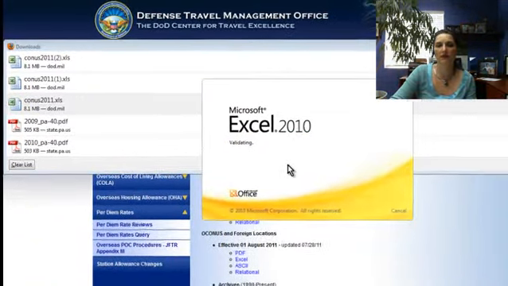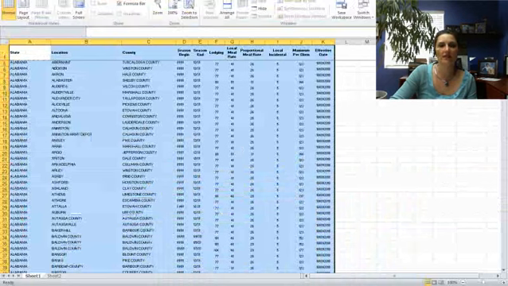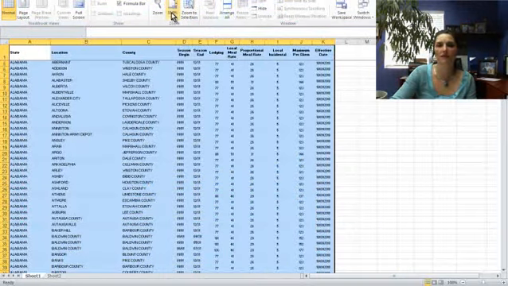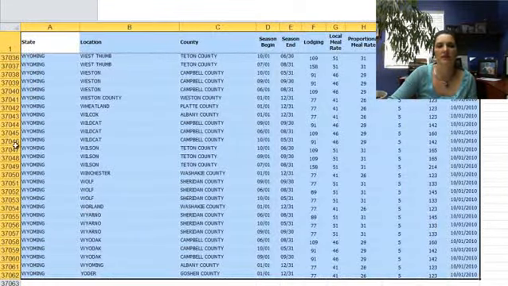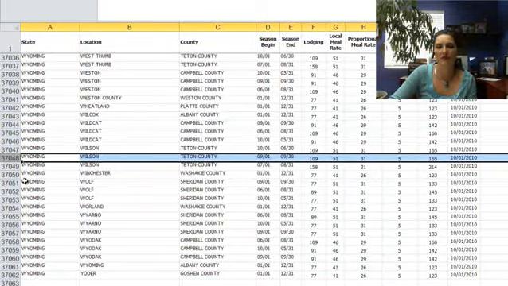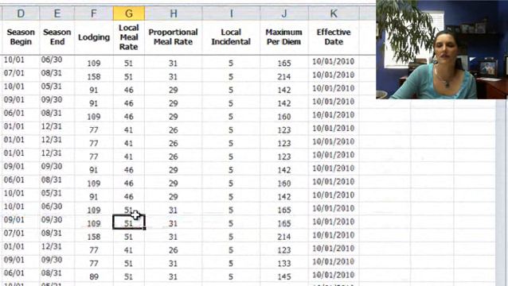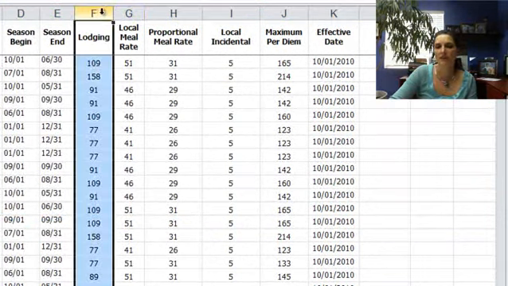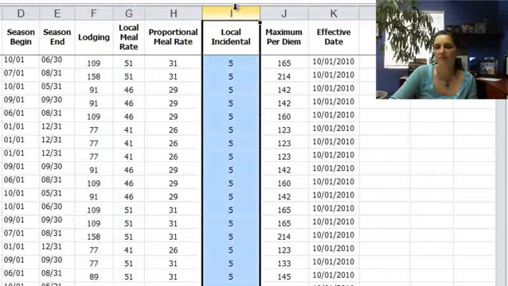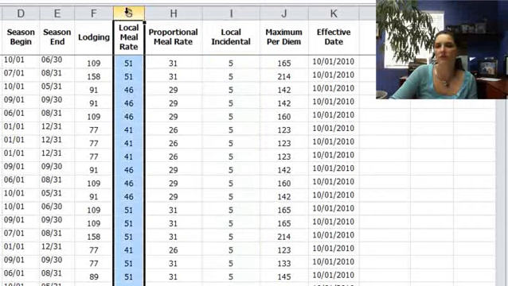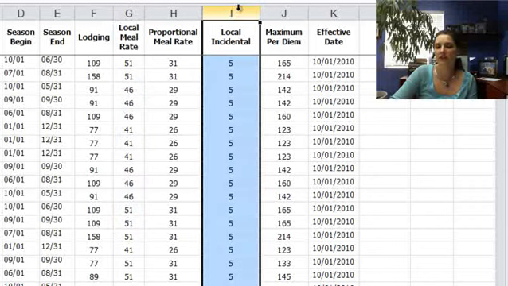So let's take a look at what opens when I do that. It's opening up in Excel for me. And here is the Excel file that I've been able to download from the department site. You can see that it is arranged by county. I've just randomly landed on Wyoming with Teton County, this town of Wilson. You can see that it's got columns showing different rates: a lodging column, a meal rate column, and a local incidental column. We are interested in the local meal rate column combined with the incidental column.